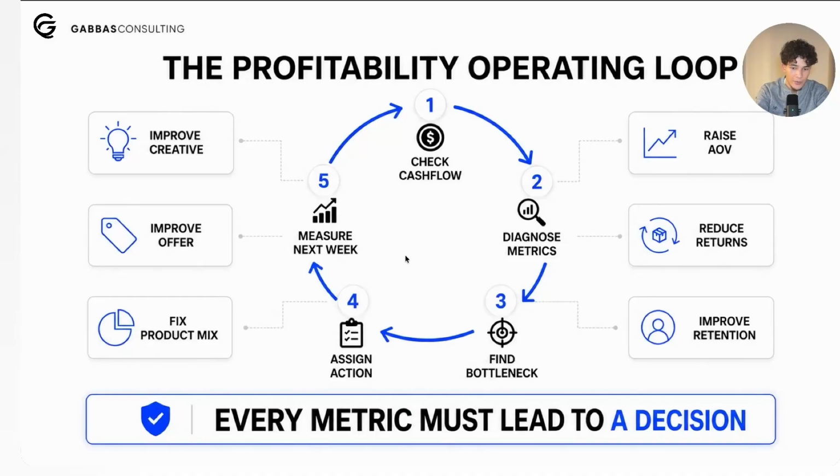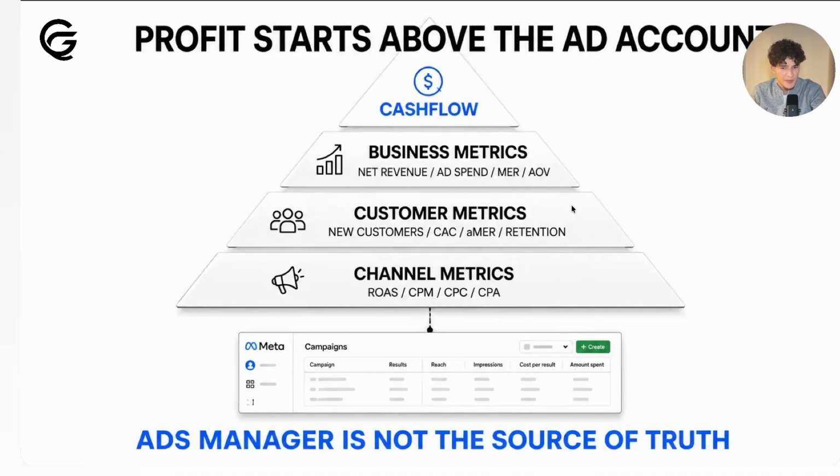And so the number one rule is that every metric has to be looked at. I'm going to show you again the hierarchy of metrics because this is very important. First, you focus on the cash flow, business metrics, customer metrics, and then the channel metrics. And so this is it with the video. Remember that cash flow is the North Star, and CM3 is the closest marketing operating metric to cash flow.